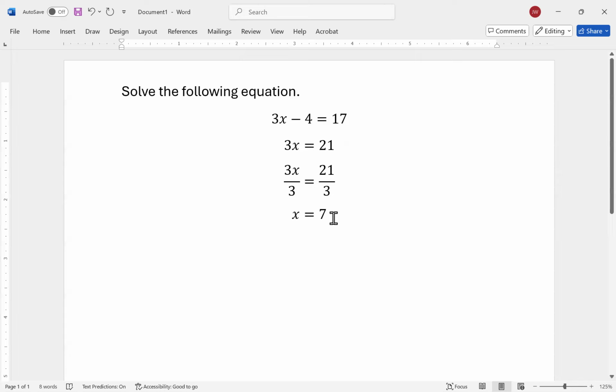You can always check your answer as well by plugging in the solution and seeing that the left-hand side and the right-hand side of the equation simplify to give you a true statement. 3 times 7 minus 4 is 17. And on the right-hand side, we have 17. So that's true. Therefore, I know for sure that 7 is a solution to this linear equation.